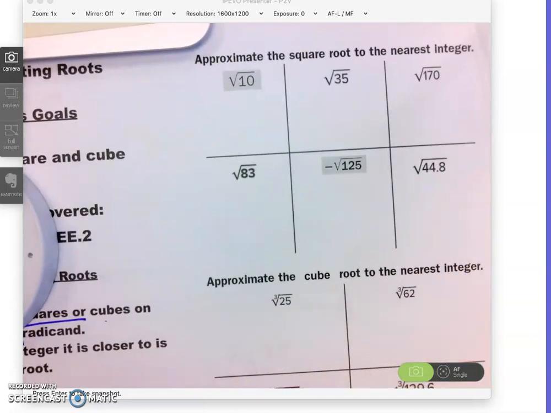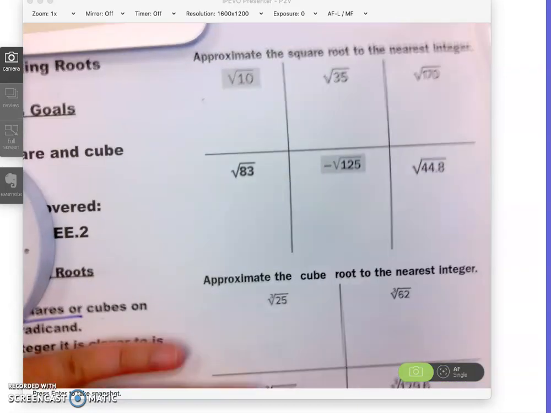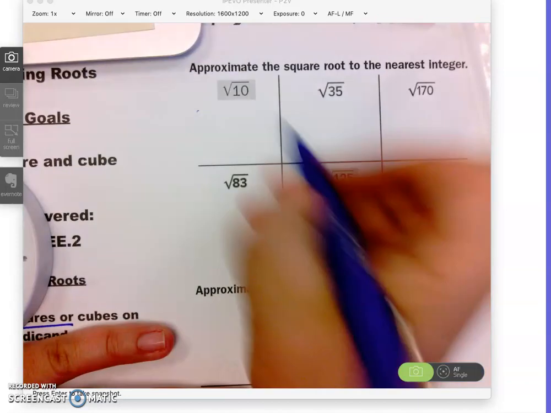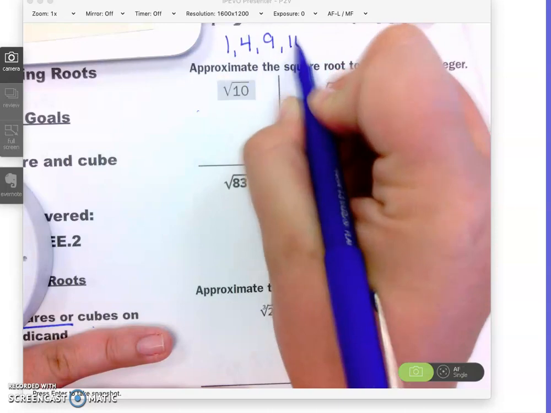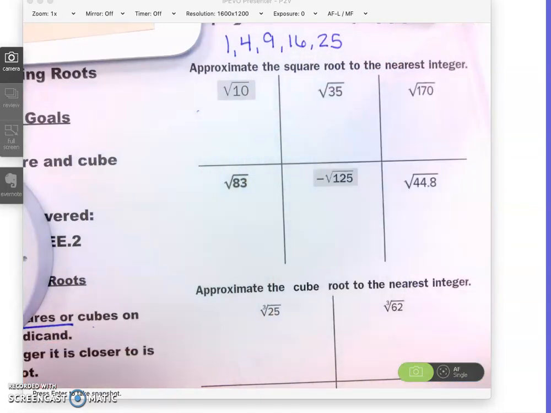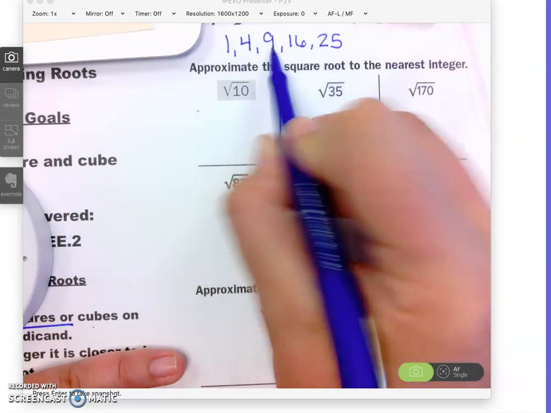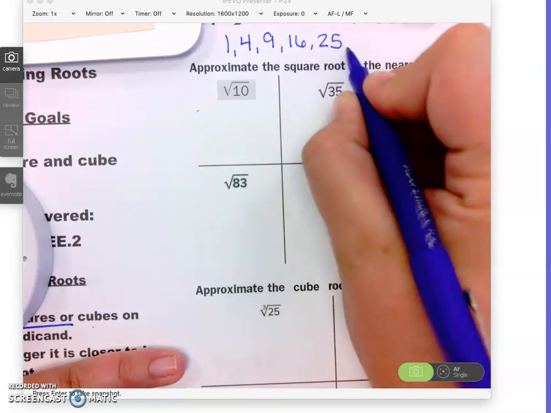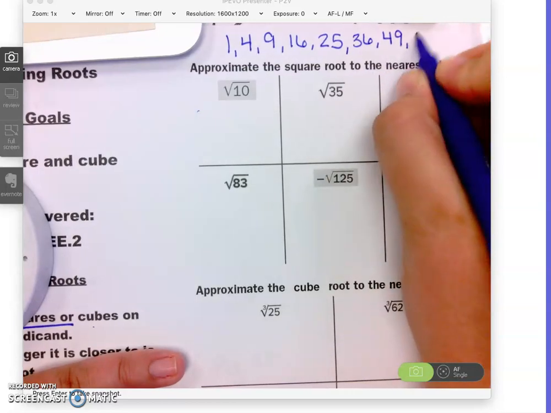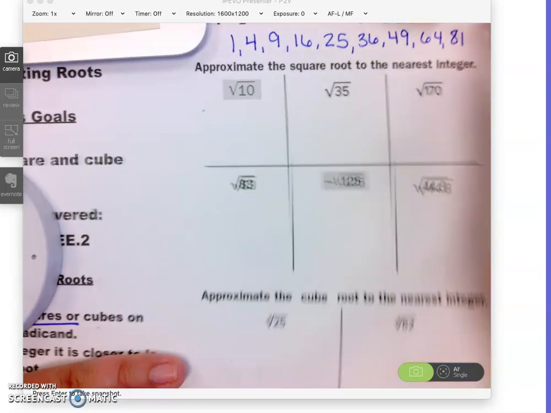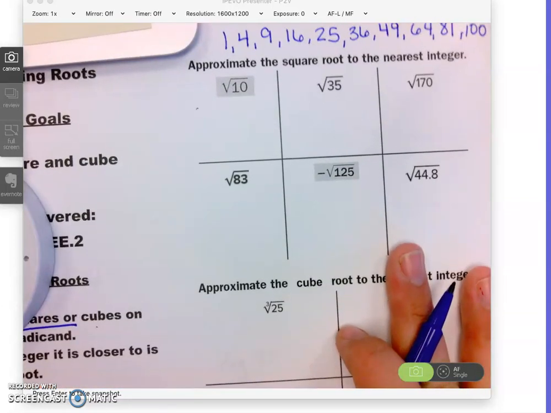Okay, square root of 10. So we have to think of the perfect squares, and if we want to really quick name them, and you should have them written somewhere: 1, 4, 9, 16, 25. And the way I'm doing this, remember, is 1 times 1 is 1, 2 times 2 is 4, 3 times 3 is 9, 4 times 4 is 16, 5 times 5 is 25, 6 times 6, 7 times 7, 8 times 8, 9 times 9, and 10 times 10. And we should know pretty well through 15.